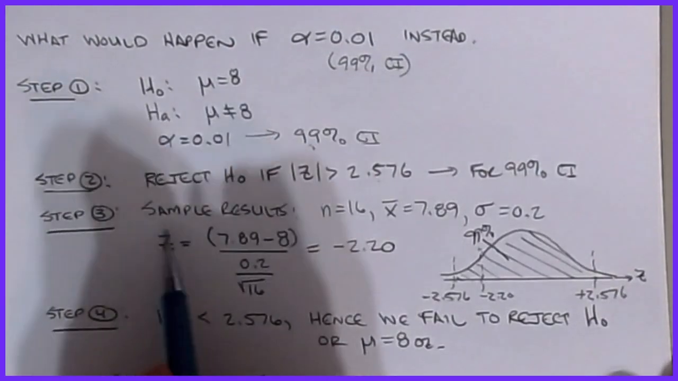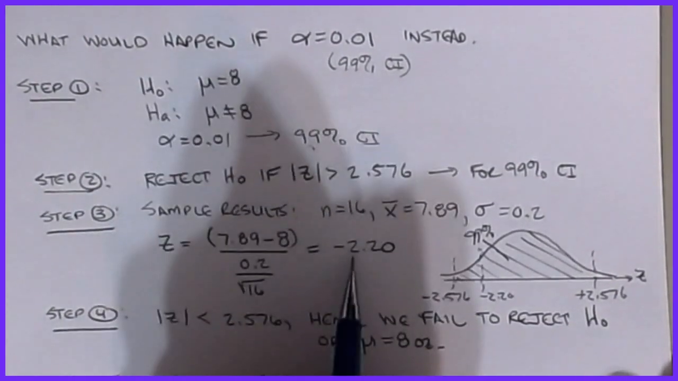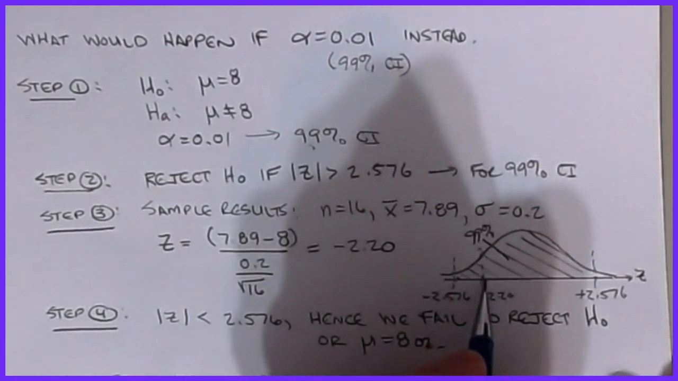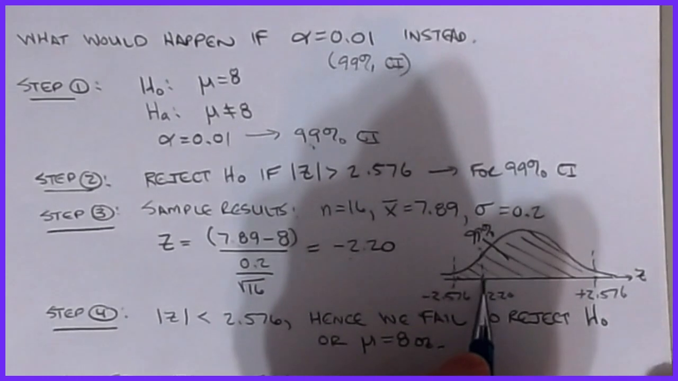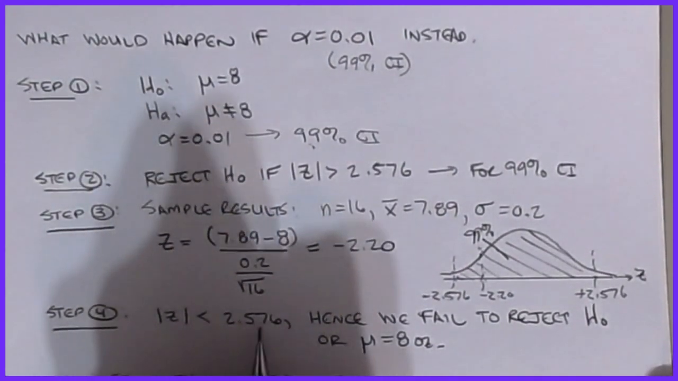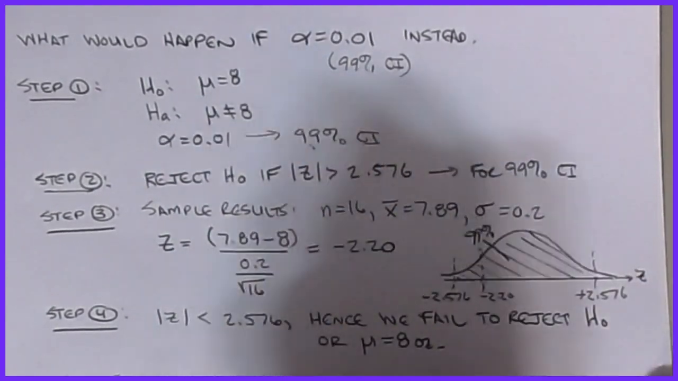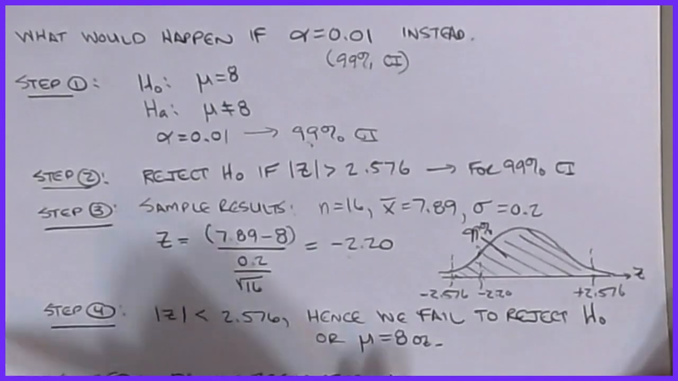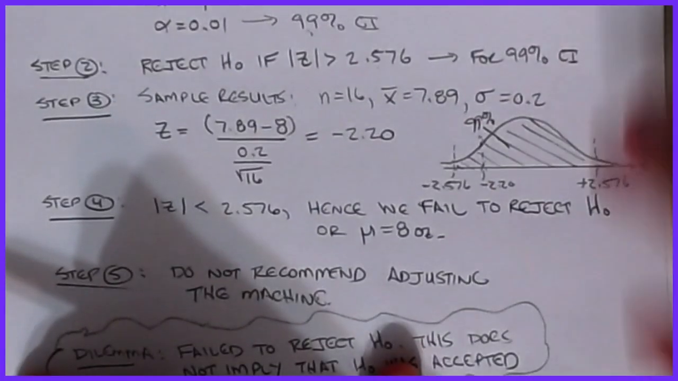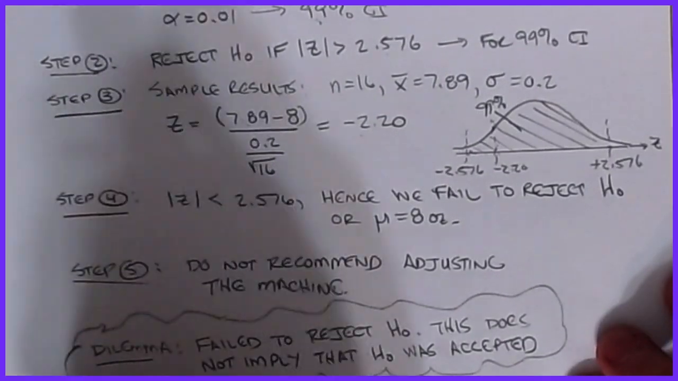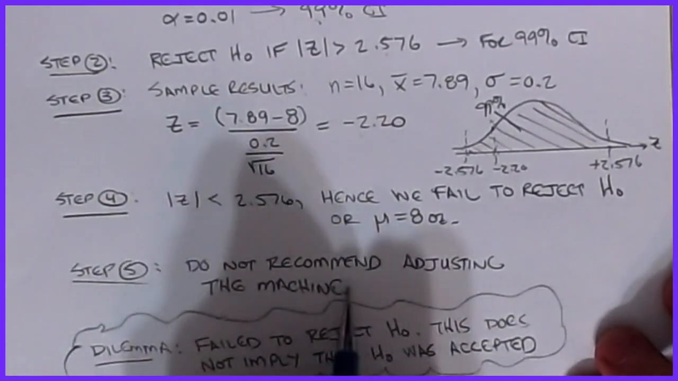Now our sample statistic is unchanged, it's still 2.2, but you can see that by moving this out, now my minus 2.2 is located inside that range. So our Z statistic is less than 2.576, hence we fail to reject H naught, or that mu is equal to 8 ounces. We can't say that it's not working normally. So our conclusion then is that we do not recommend adjusting the machine.